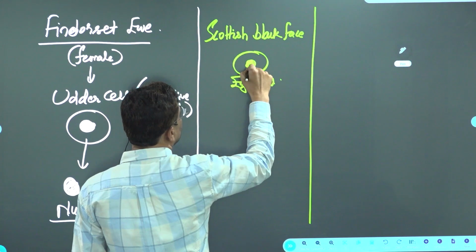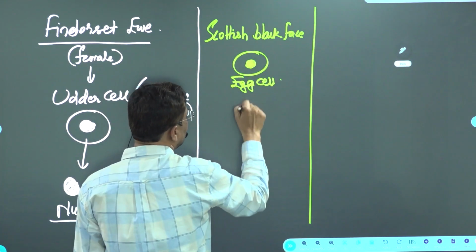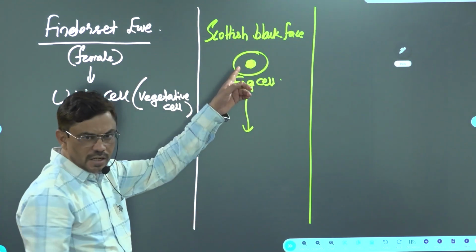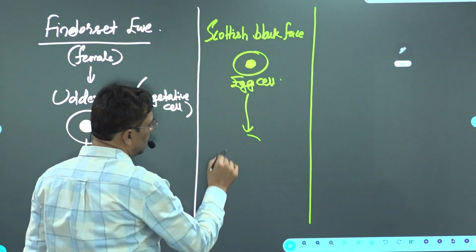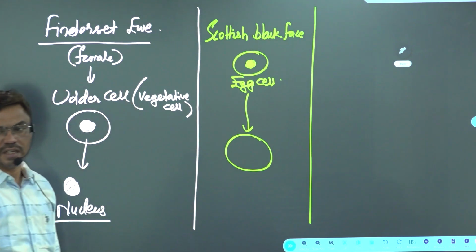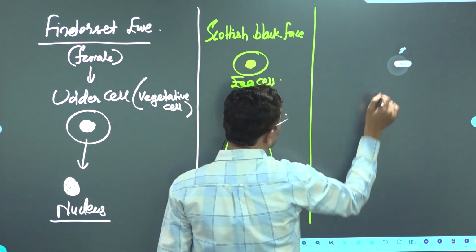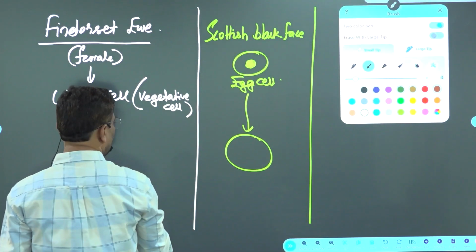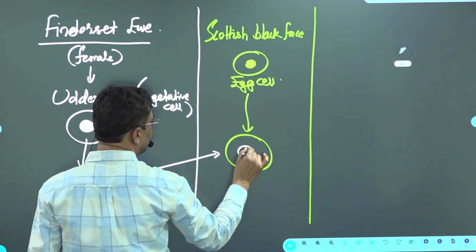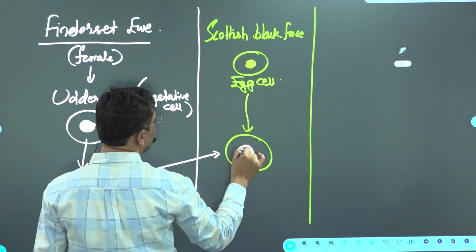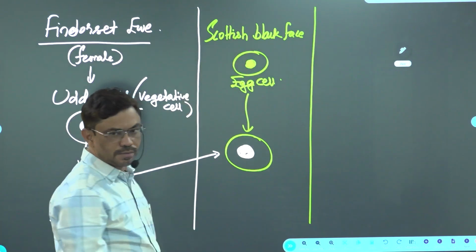Egg cell. He removed this egg cell. He removed the nucleus of this egg cell. He has taken the empty egg cell here. Now, he inserted the nucleus of this Finn Dorset ewe into the empty egg cell of the Scottish Blackface.